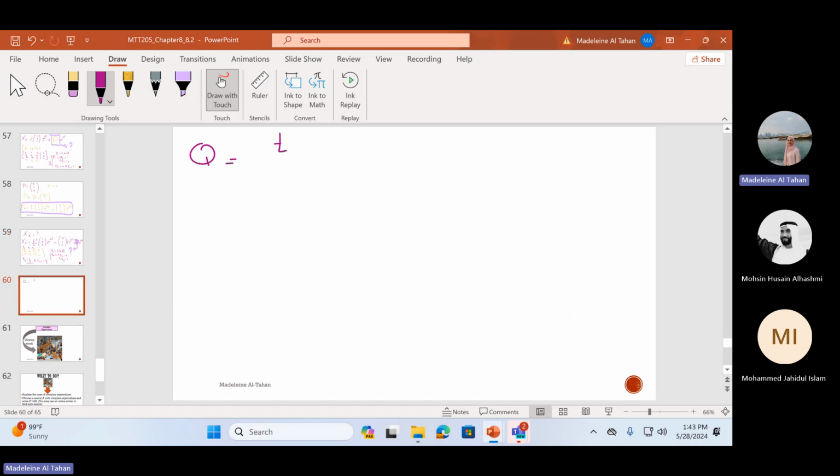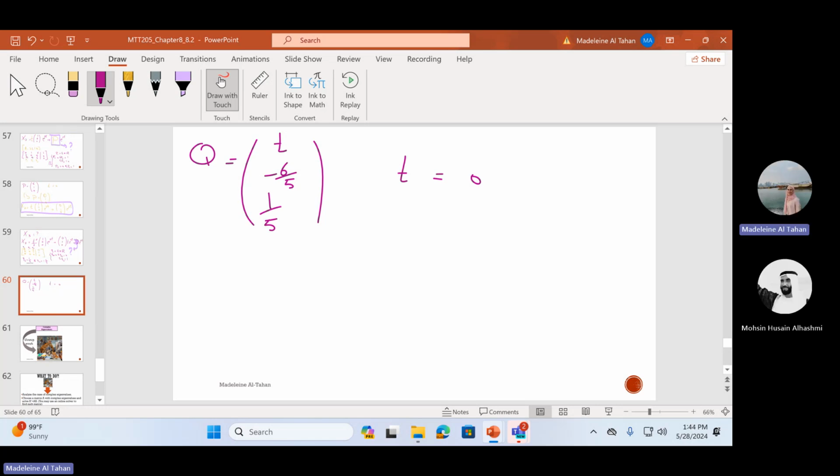1 over 5, right? Yeah. Q2, we got it as negative 6 over 5. So the easiest thing to substitute is t equals 0. We will get Q equals (0, negative 6 over 5, 1 over 5). And then we will substitute, right, miss?